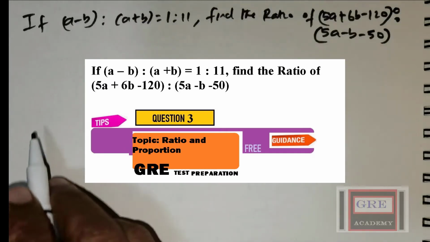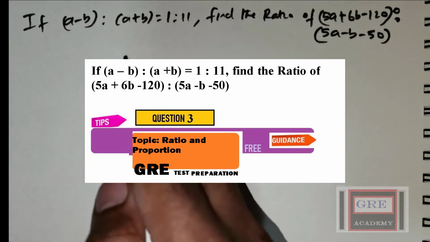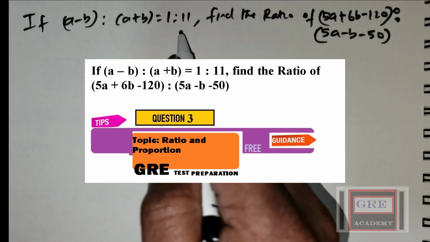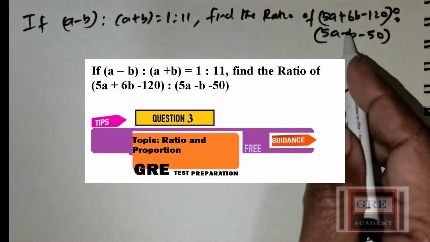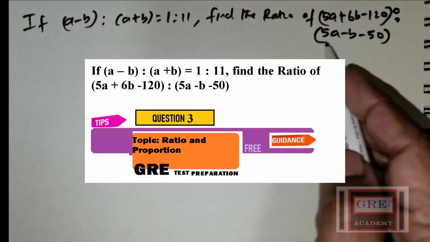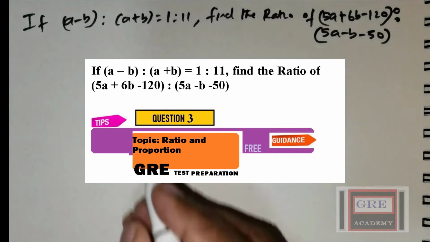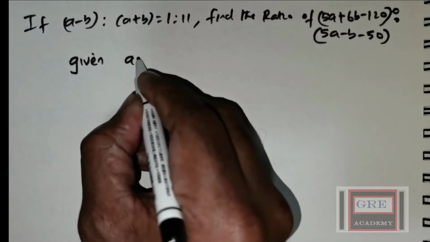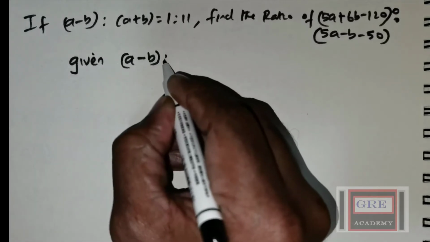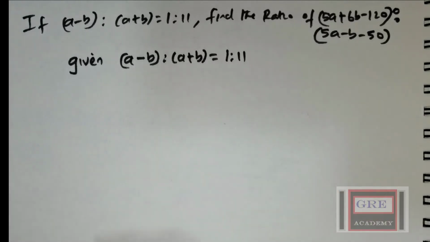Students, we are given this question. If (a − b) is to (a + b) is equal to 1 is to 11, find the ratio of (5a + 6b − 120) to (5a − b − 50). So what I'm going to do is, first I'm going to write what is given. Given (a − b) is to (a + b) is equal to 1 is to 11.